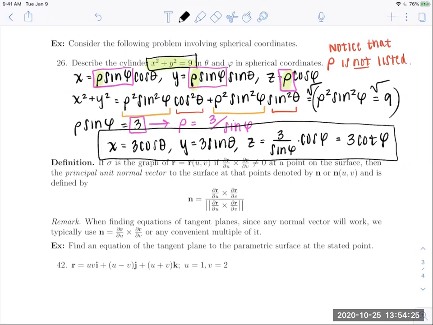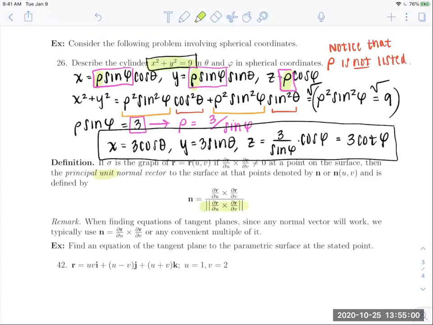So first, let's talk about how to find a normal vector to a parametric surface. If sigma is the graph of r in terms of u and v, and if the cross product of the 2 partials of r is non-zero at a point, then the principal unit normal vector to the surface at that point is denoted by n, or n as a function of u and v, and is defined by the cross product of those 2 partials divided by the norm.